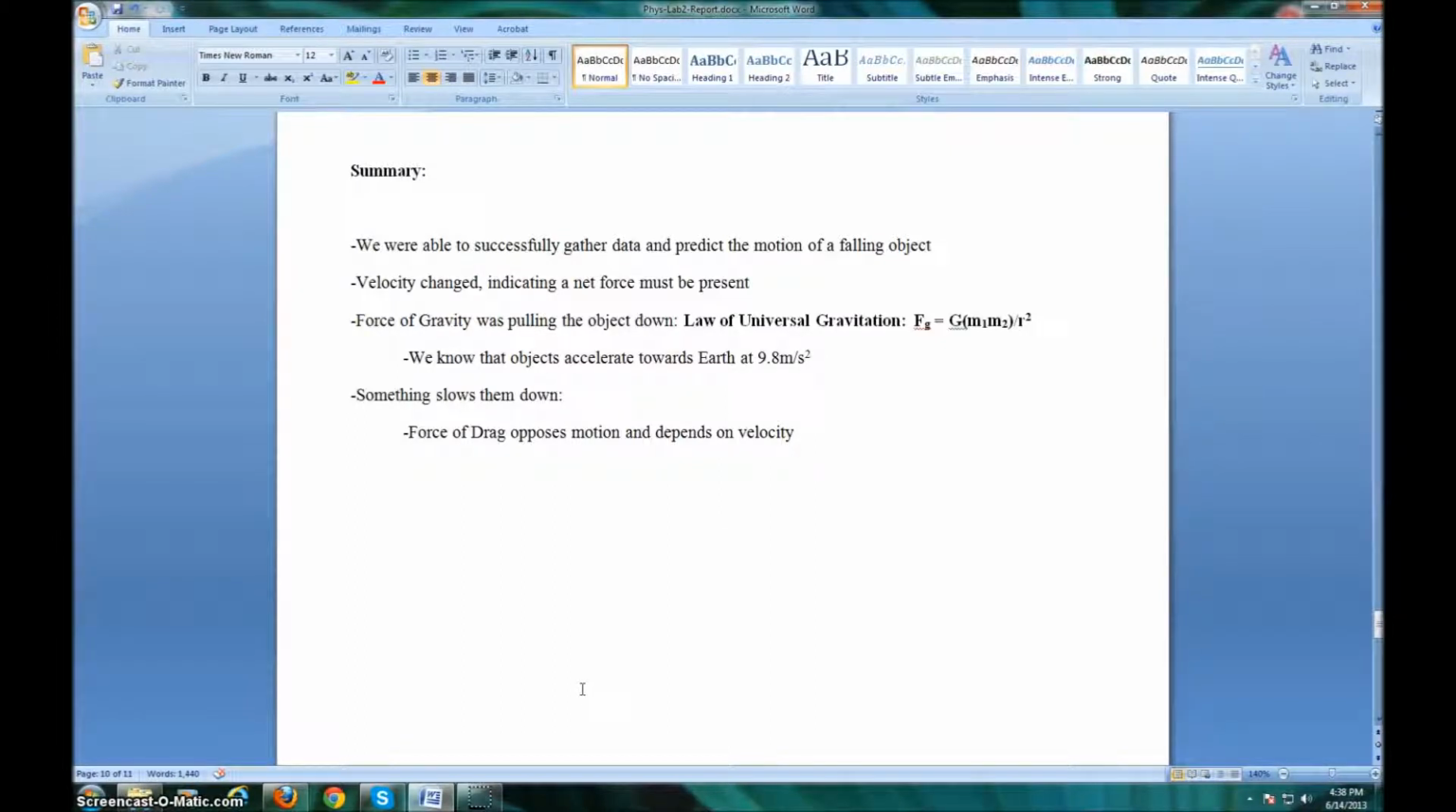The velocity changed, indicating that a net force must be present. The force of gravity was pulling the object down, and we showed this by using the law of universal gravitation. We know that objects accelerate towards Earth at 9.8 meters per second squared, but something slows them down, and that's the drag force. The drag force opposes motion and depends on the velocity of the object.